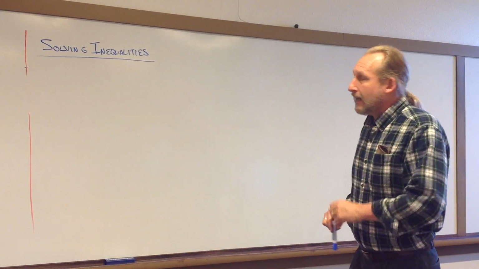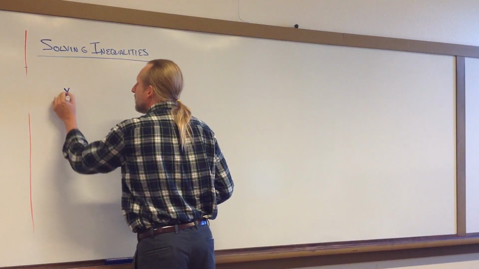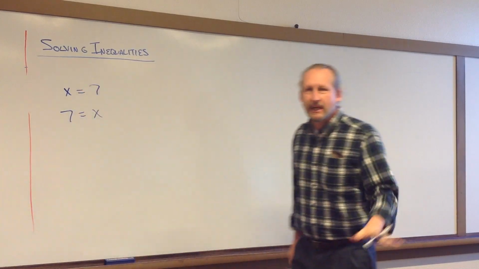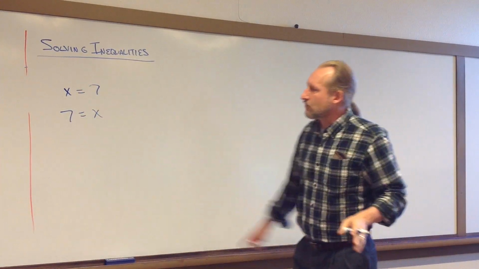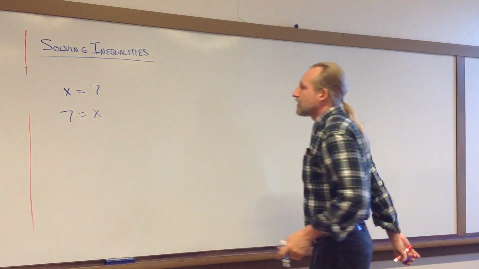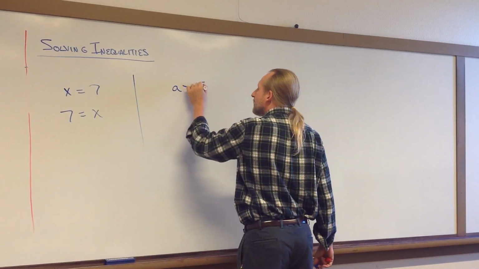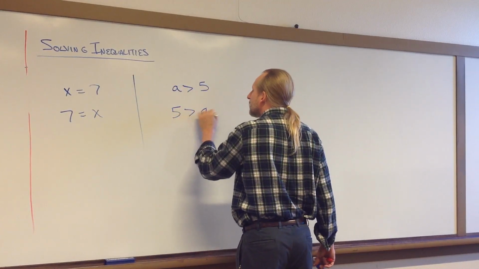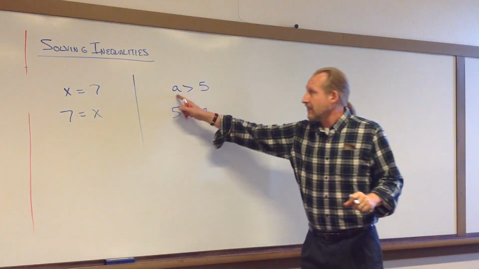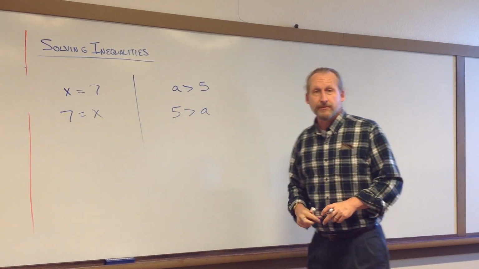important difference. And that difference is related to the fact that if you say x equals 7 and 7 equals x, you're saying the same thing. It doesn't matter which side of the equal sign these things are on. Both sides are equal to each other. Now, if you say a greater than 5 and 5 greater than a, now you're saying two opposite things. This says that a is bigger than 5. This says that a is smaller than 5.